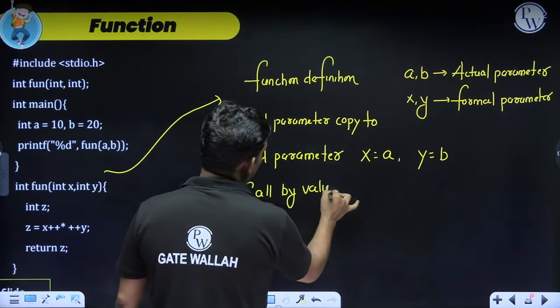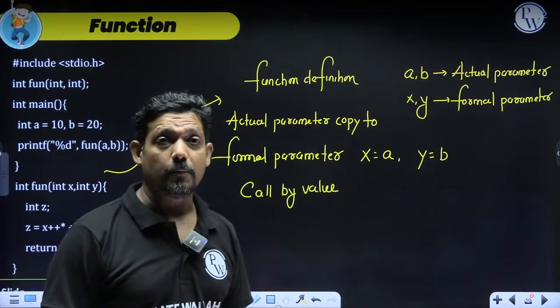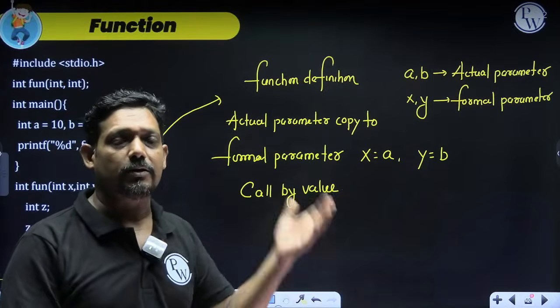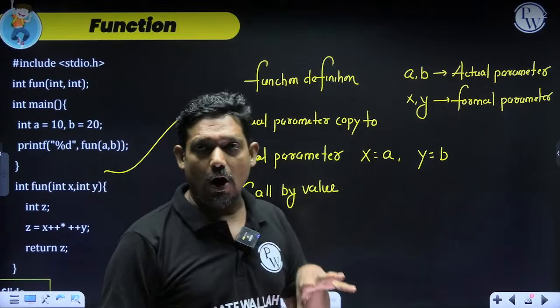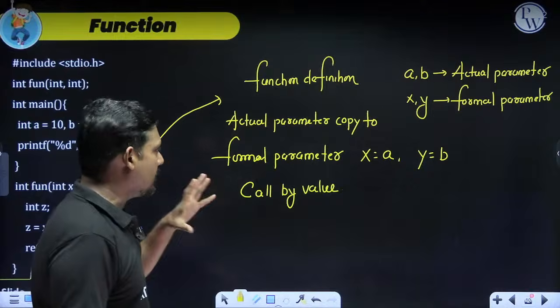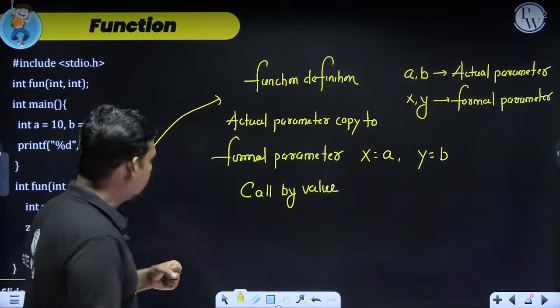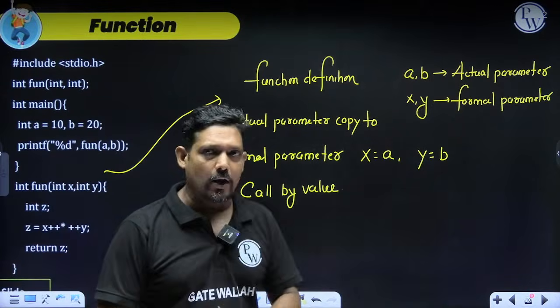So in the interview, if somebody asks what is the meaning of call by value, then you can directly say that call by value is when we call the function, the actual parameter, or argument, is copied to the formal parameter, or only parameter. So argument and parameter, remember. Now it has been copied, and now it is ready.